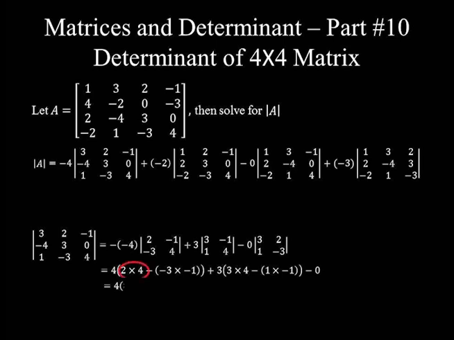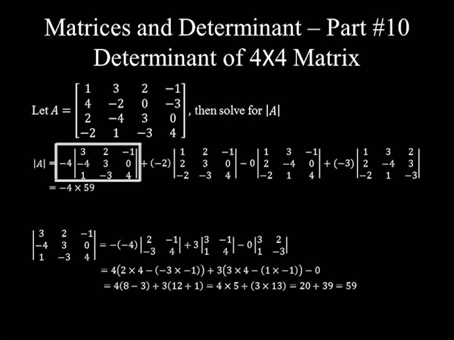2 times 4 is 8, minus negative 3 times negative 1 is 3, plus 3 times 4 is 12. 1 times negative 1 is negative 1, minus negative 1 is plus 1, which is equal to 4 times 8 minus 3 is 5, plus 3 times 12 plus 1 is 13, which is equal to 4 times 5 is 20, plus 3 times 13 is 39. 20 plus 39 gives us 59. So this first expression becomes negative 4 times 59.